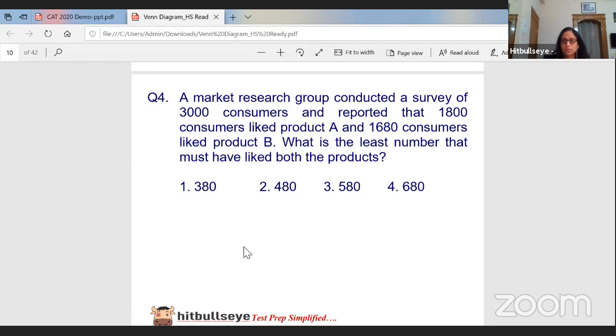It's an easier one, talking about only two things at a time. So it's a 2D Venn diagram. The question is asking for the least number that must have liked both the products. So the previous one was for maximum. This one is for minimum.